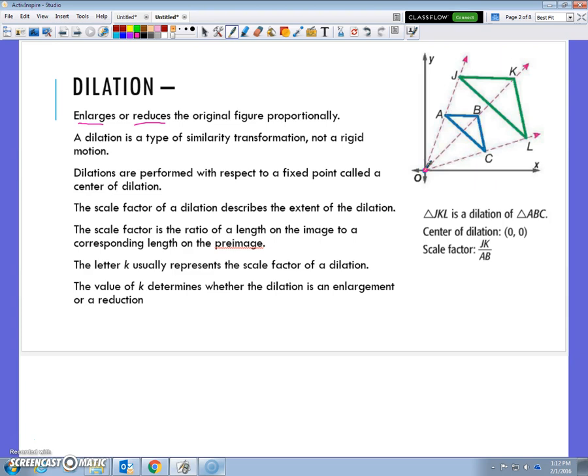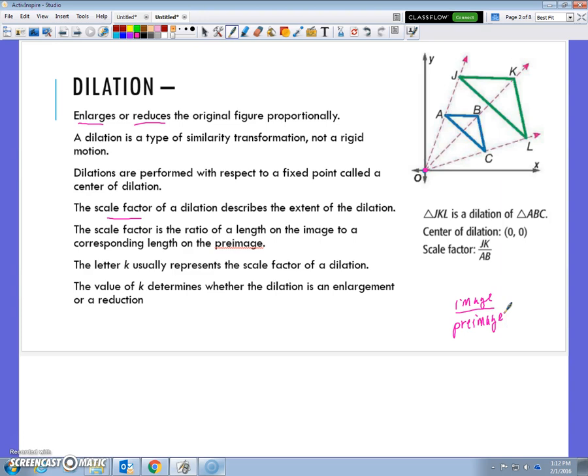The scale factor of a dilation describes the extent of the dilation. We talked about scale factors before, it's the same kind of deal, but this is the important part: it's the ratio of the length of an image to the corresponding length of the pre-image. So it's always image on the top, pre-image on the bottom. That's really important: image over pre-image, the lengths of corresponding sides.